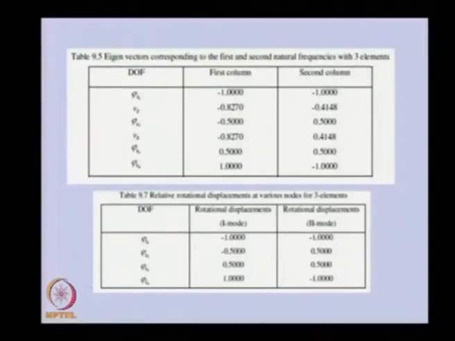And if we want to plot the mode shape corresponding to the slope, then we need to pick up the corresponding terms, this and this and this and this, 4 corresponding to 4 nodes, to get the slopes. These correspond to that. They can be drawn separately. This is for the first natural frequency, and this is corresponding to the second natural frequency.